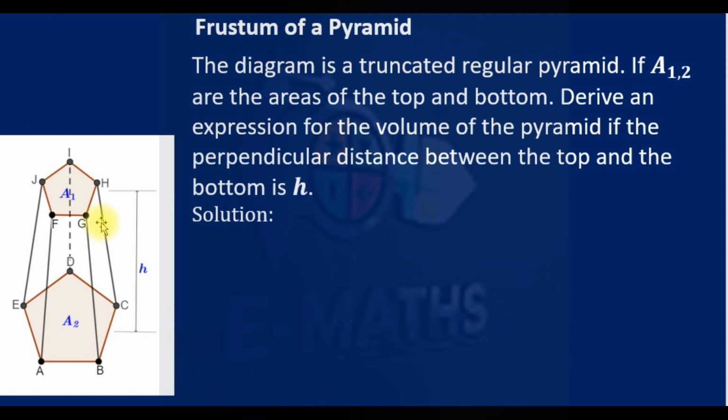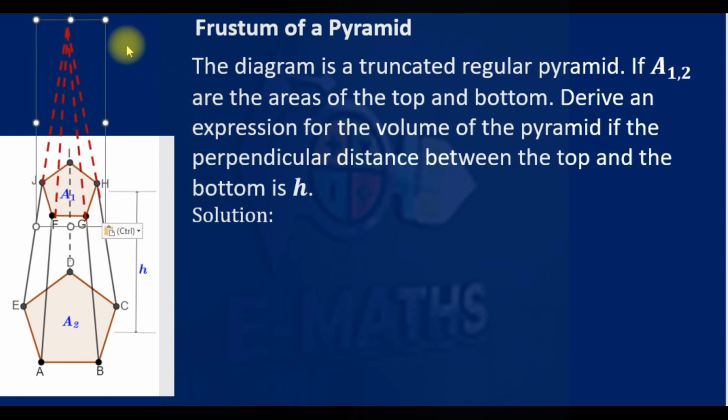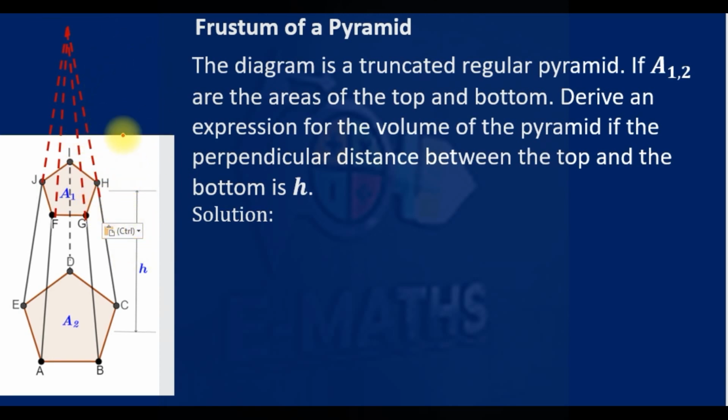So if I complete it, this is the original pyramid. We have two pyramids here, the one with base A subscript 2 and the one with base A subscript 1. Let's call the height of the big one big letter H. So from here down to here is H. The height of the small one will then be H minus h, because here is small h.